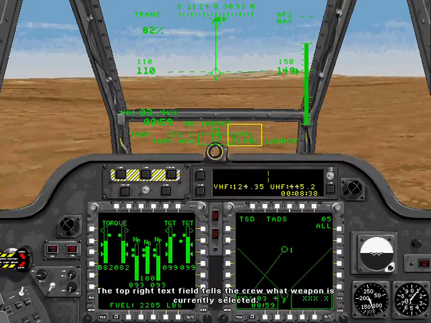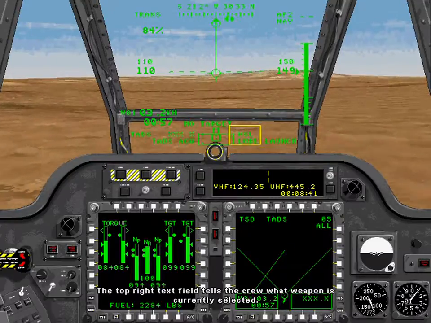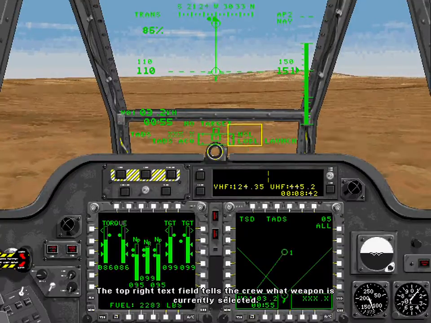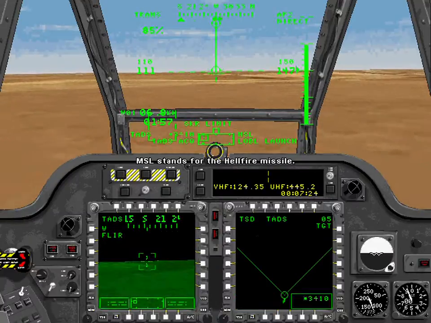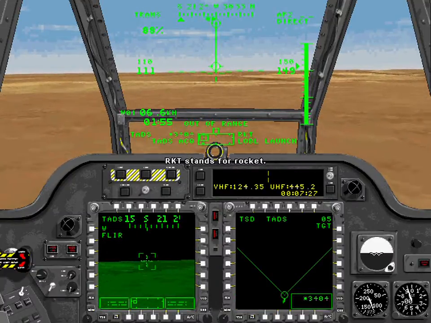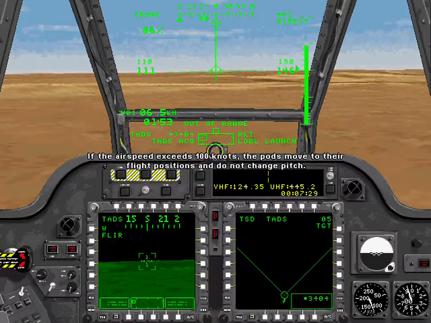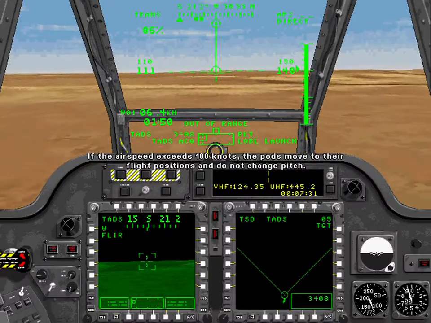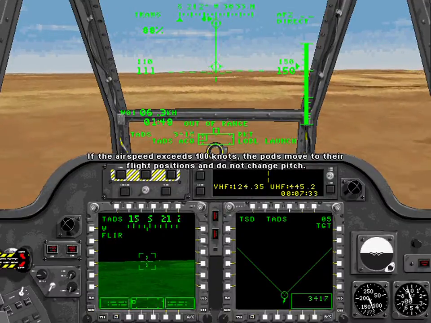The top right text field tells the crew what weapon is currently selected. MSL stands for the Hellfire missile. RKT stands for rocket, and ATA stands for air-to-air missiles, representing the Stinger missiles on board the Longbow.